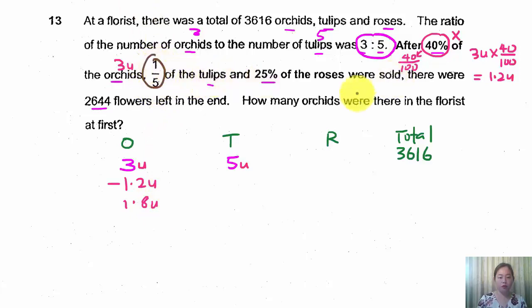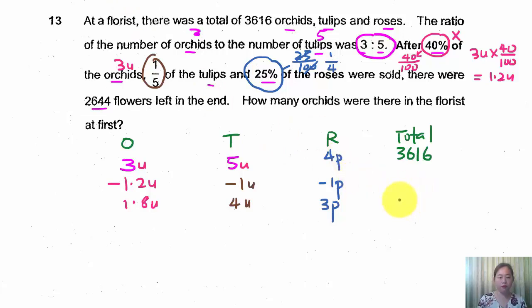Next is 1/5 of the tulips were sold. So if this is already 5, 1/5 will be minus 1 unit and this will become 4 unit. There was no information about the roses at first. This is the first piece of information about the roses. So I will change this 25% to 25 over 100, which means that if you reduce it, it becomes 1 out of 4. So here it will be 4 part minus 1 part to become 3 part.